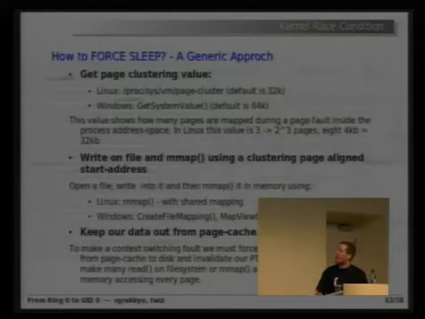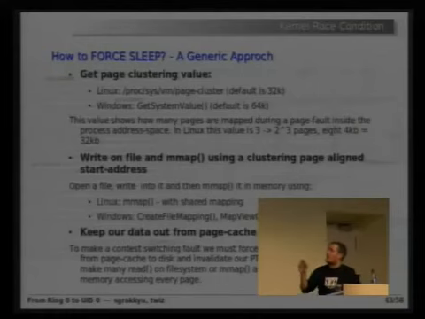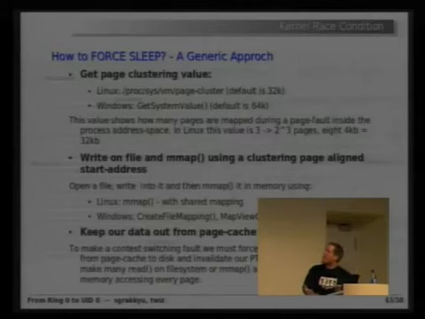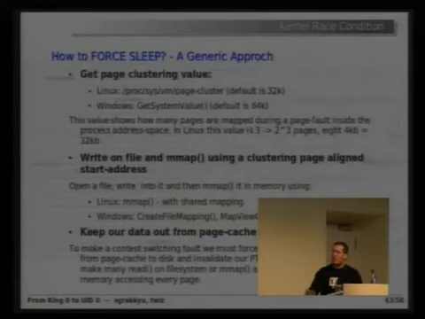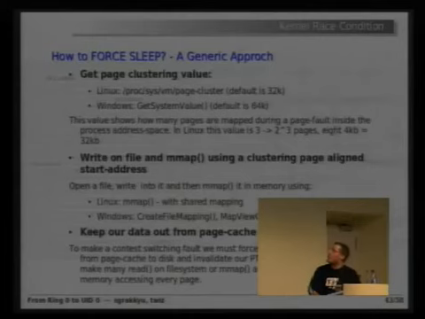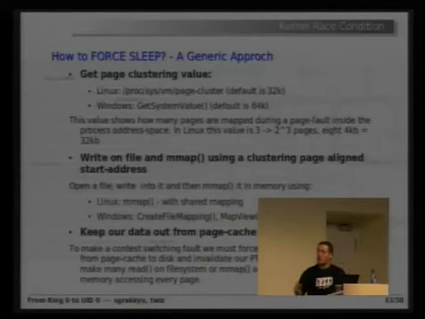How we can force a process to sleep is a generic approach. I take either Linux or Windows. We can take a page clustering value if we need to force the sleep in a deterministic place, when the kernel reads some address. If we only need to make a process switch without knowing exactly which address, the page clustering is not needed. We can get it with the API from proc, and it is the number of pages that the kernel maps in user space when a page fault occurs.